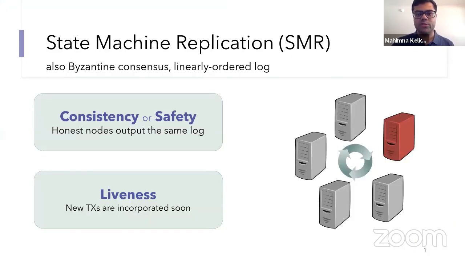So briefly, the abstraction of state machine replication or Byzantine consensus can be used to build a linearly ordered log or a blockchain. And there's broadly two properties that consensus protocols need to satisfy. The first is consistency, which ensures that all of the nodes have the same view of the linearly ordered log. And the second is liveness, which ensures that the system makes progress. So basically the linearly ordered log grows.